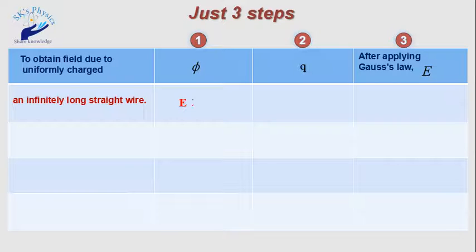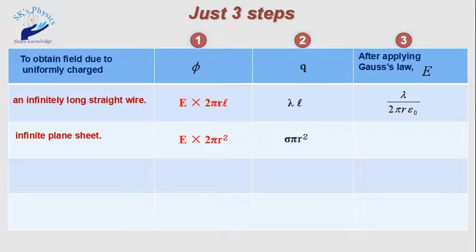Now remember the steps to obtain field due to uniformly charged bodies. First is flux, then second Q, and third, after applying Gauss law, find electric field. Here lambda L upon 2 pi r L, so E is equal to lambda upon 2 pi r epsilon 0. Sigma pi r square upon 2 pi r square, sigma upon 2 epsilon 0.